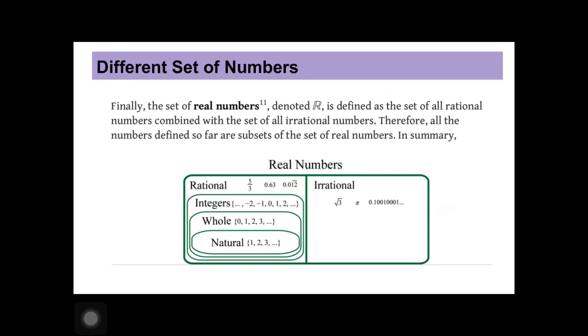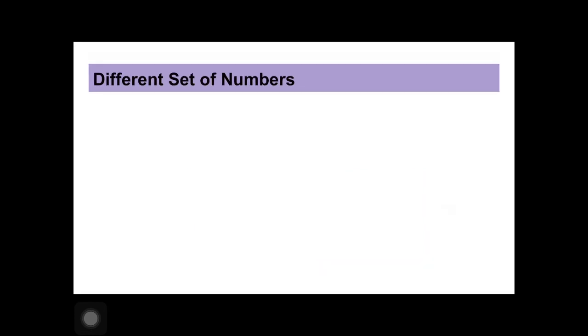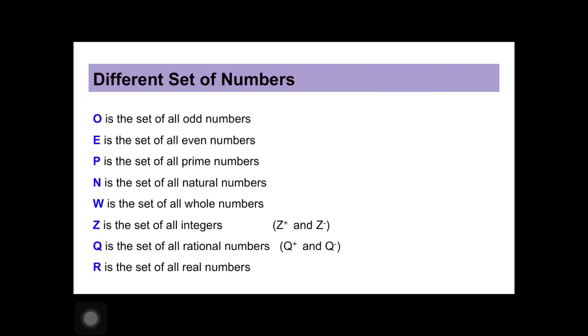So far, you have different sets of numbers. So here, we have a summary. So O is the set of all odd numbers. E for even numbers, P for prime numbers, N for natural numbers, W for whole numbers, Z for integers, Q for rational numbers, and R for real numbers. So I hope you can remember these letters so that we can use them as our guide for naming sets for our practices and exercises later on.